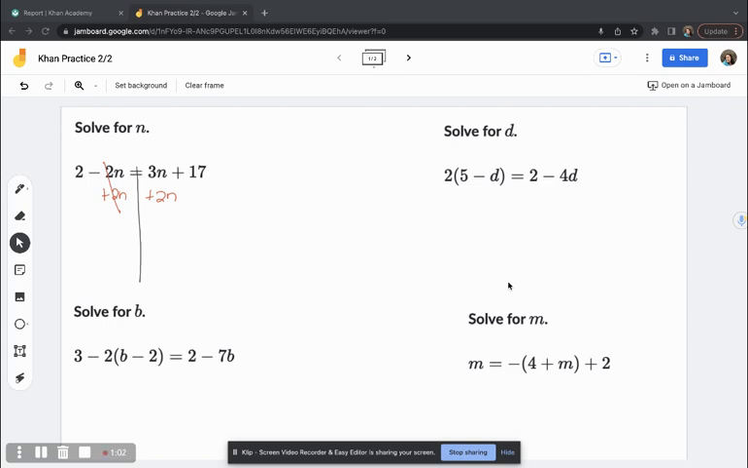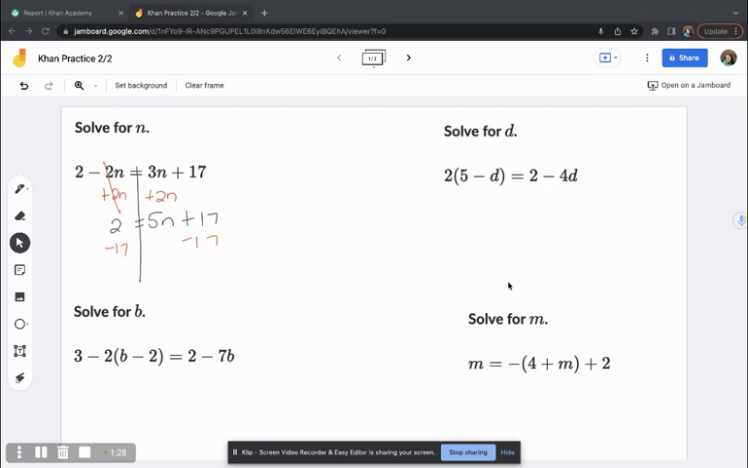And then I'm going to add that 2n to the 3n because they're like terms. So 3n plus 2n is going to give us 5n plus 17 equals, and we're still left with 2 on the left side. Now you have a two-step equation that you're already familiar with. So I'm going to cancel out the 17. So I'm going to subtract 17 on both sides.